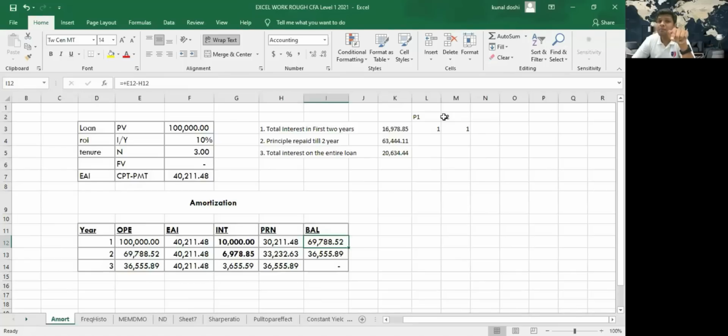Then when you press the down arrow key again, you will get PRN. PRN is principal repaid till that point. How much is the principal repaid? You must have got there 30211. Correct? 30211. And then again, if you press down arrow key, it will show you INT, which is interest, and that interest will be 10,000. Clear?